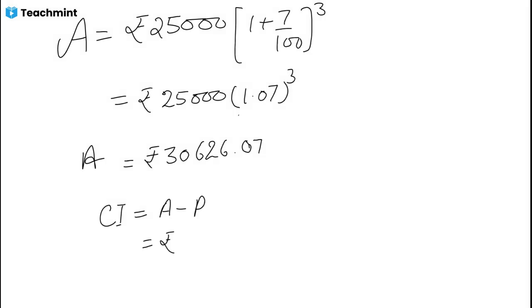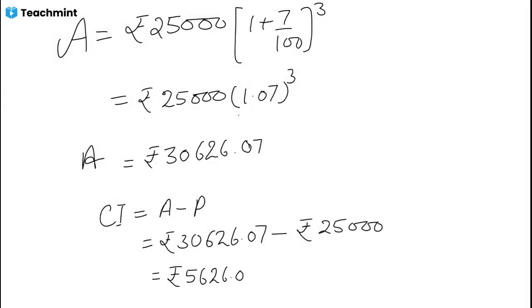So A is 30,626.07 minus P, which is rupees 25,000. So we have CI 5,626.07. Now you got it?